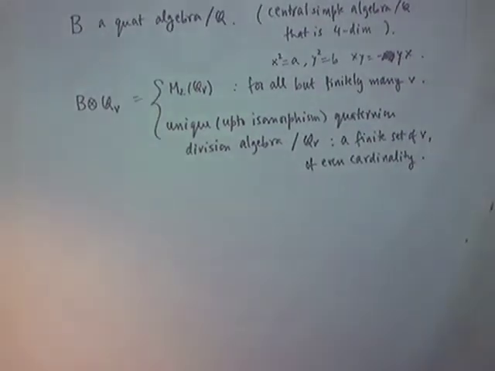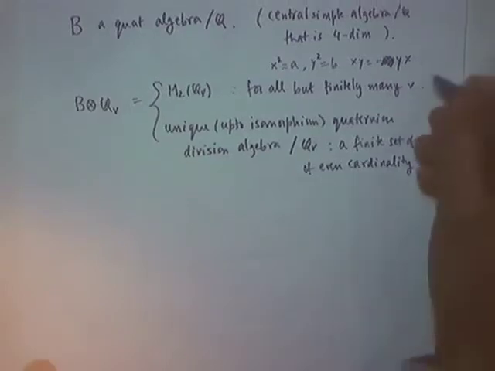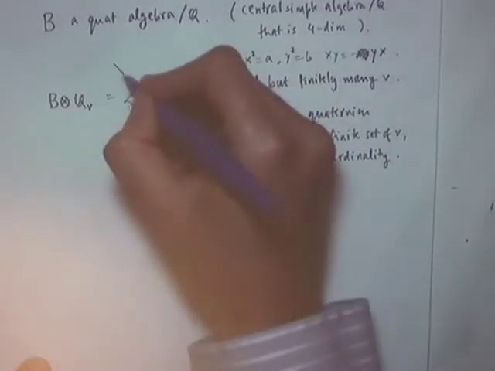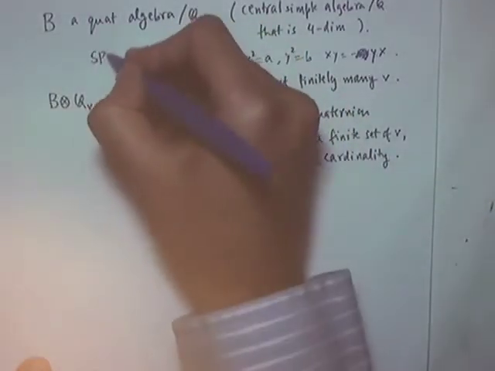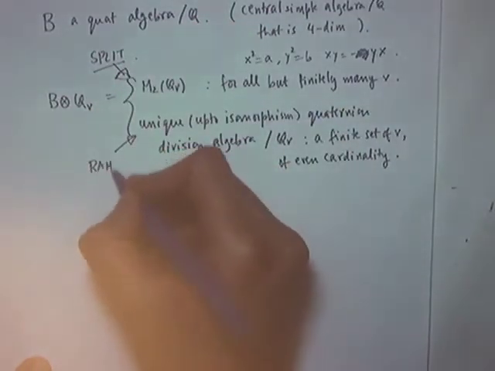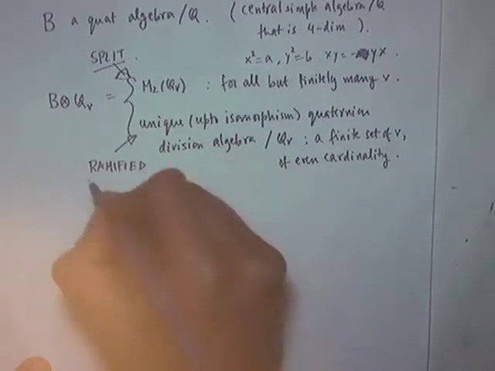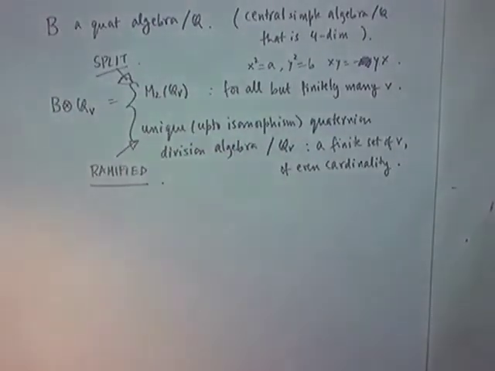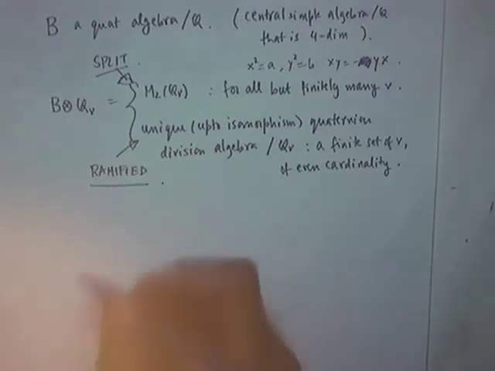Conversely, if you're given any finite set of primes, you can construct a unique, up to isomorphism, quaternion algebra over Q that is a division algebra at that finite set of primes, and that is split at the other primes. So in this case, I'll say this is the split case, and this is the ramified case.